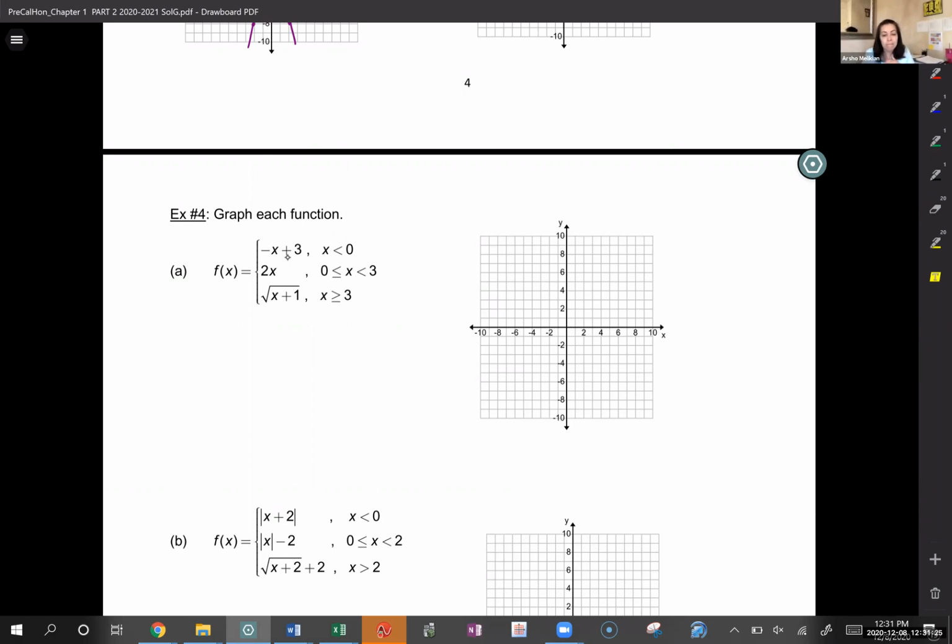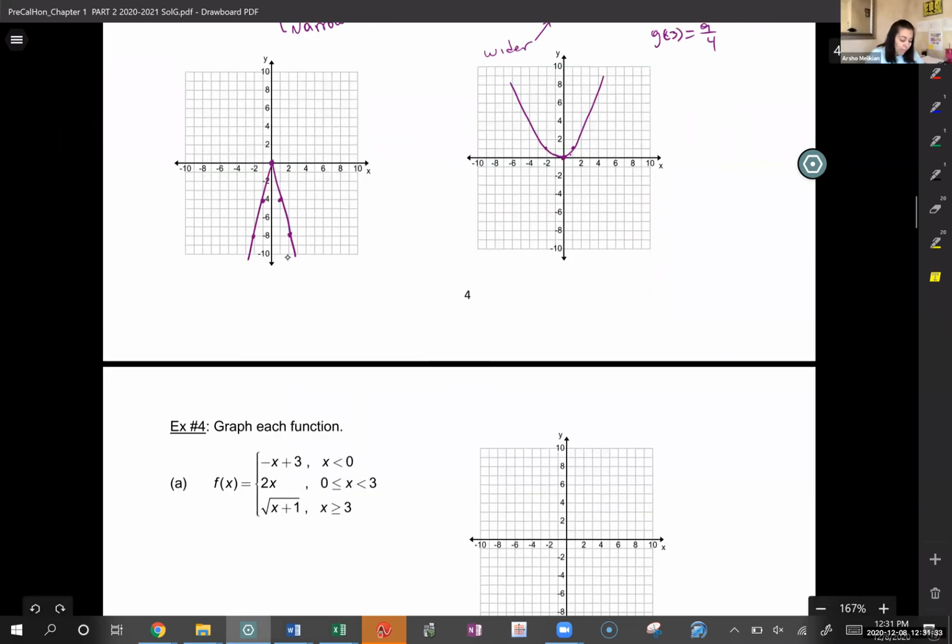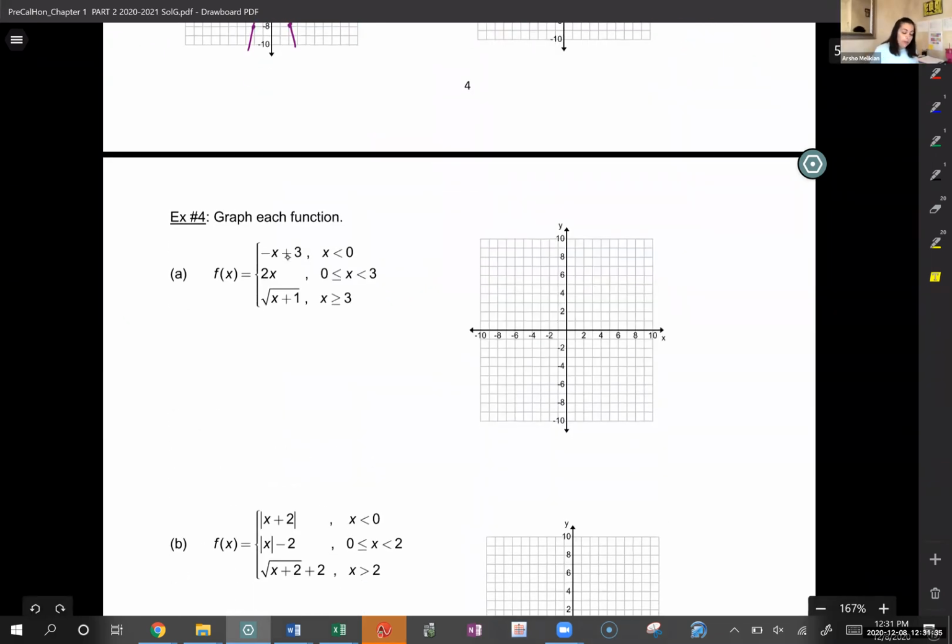Ben? Could you go up for 1 second? Yes. Okay, thank you.